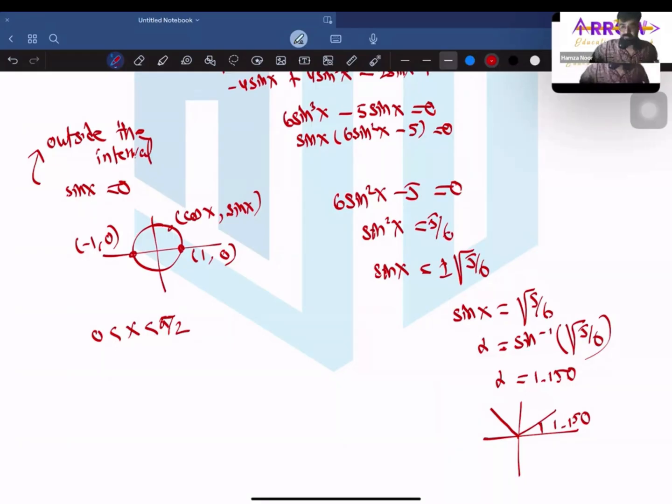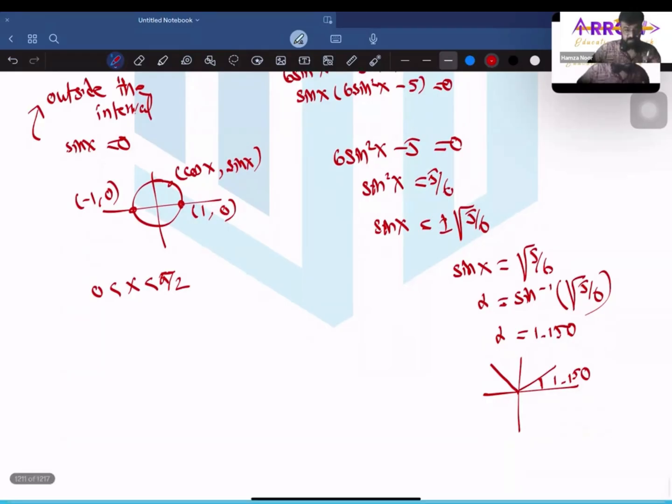It's fine, the laptop is charging. I thought it had died. All right, so what I'm going to say is that 1.150 is the only x coordinate of the stationary point. We need to give our answer correct to three significant figures. So therefore, x is equal to 1.15 is your only answer, and there is no other stationary point in this interval.